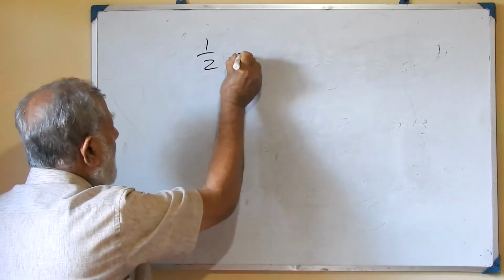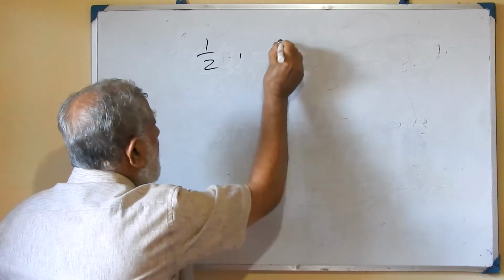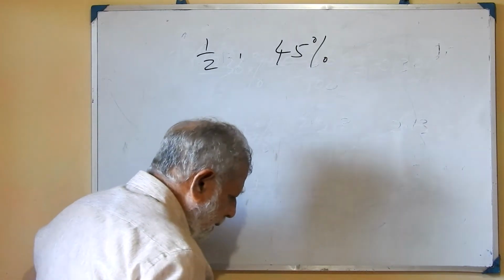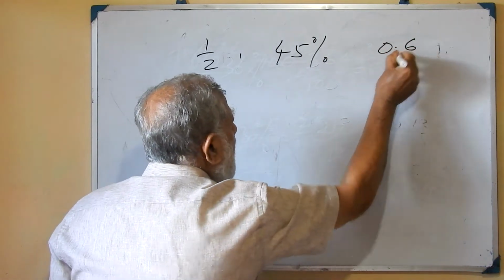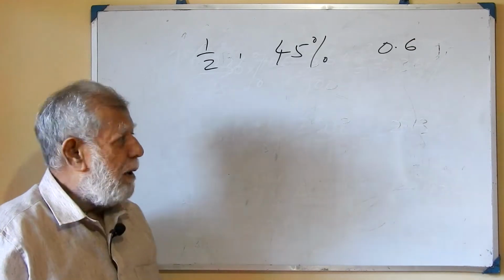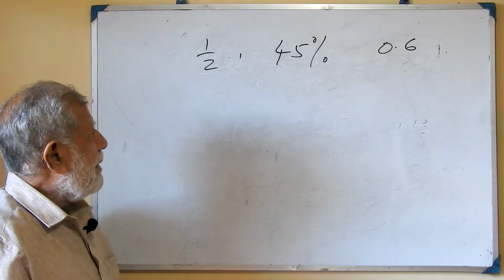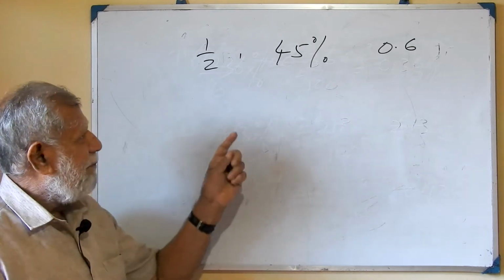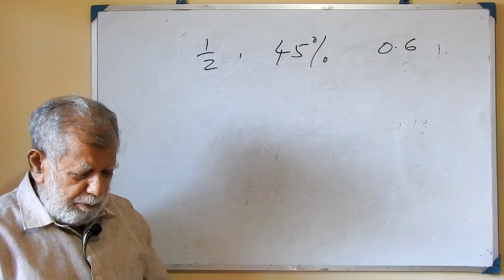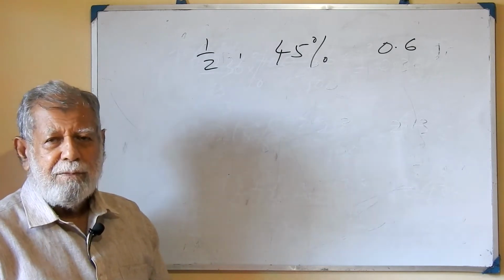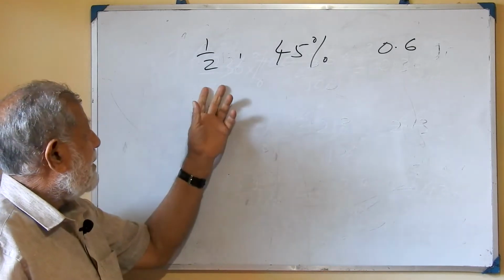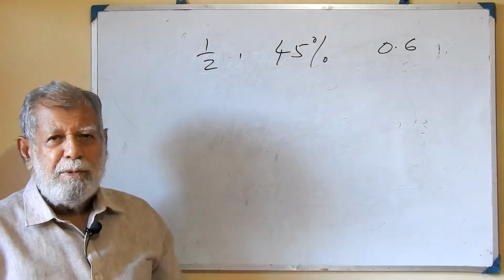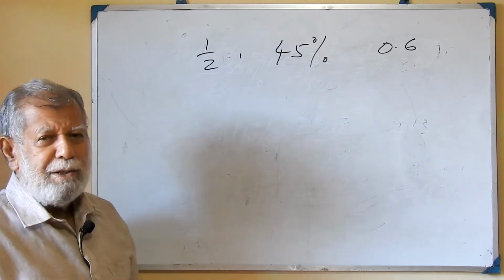Half, 45%, and 0.6. These are three numbers we have got in fraction, percentage and decimal. So we have to write this in ascending order. As it is, we can't write in ascending order because we must bring them all to one type of number. Here we have fraction, here we have percentage, here we have decimal. So the easiest way is to bring everything to percentage.